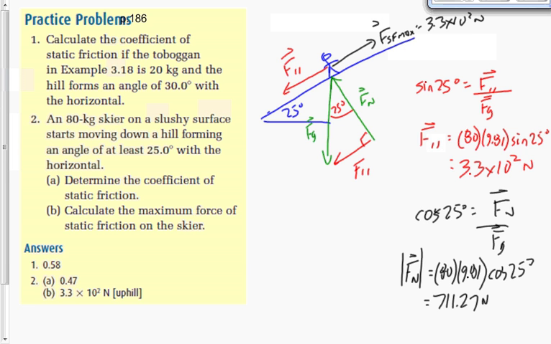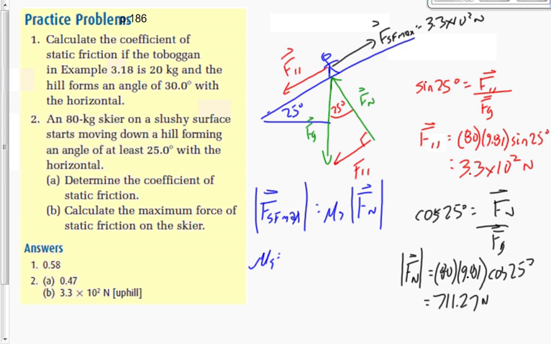Now that we have the normal force and we have the max force of static friction, now we can find the coefficient. FSF max, which we have, is equal to mu times Fn, which we have. So we're going to say mu s, coefficient of static friction, is FSF max divided by Fn. Okay, do the math there. Should work out to be 0.47, I presume.